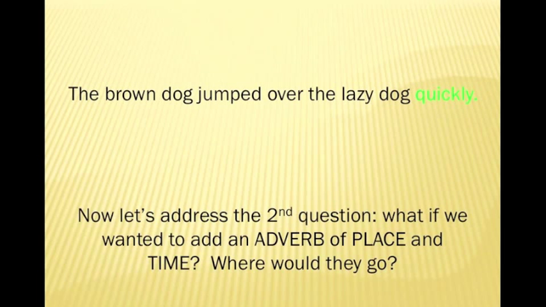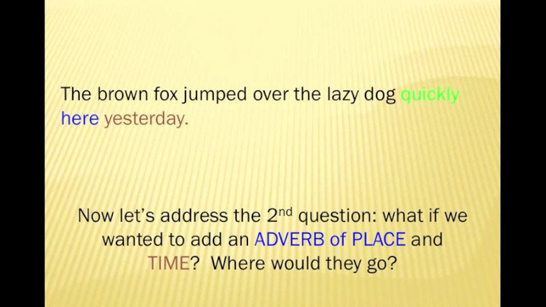Now let's go on to the second question. What if we want to add more adverbs? So, for example, we have the word quickly. What if we want to add an adverb of time and an adverb of place? Where would they go? Well, notice in my next example what happens to the order. In this case, the adverb of place I've highlighted in purple, and the one in time I've highlighted in brown. So if you notice, now that we've added more information, we do have to think again about their location. The brown fox jumped over the lazy dog quickly here yesterday.